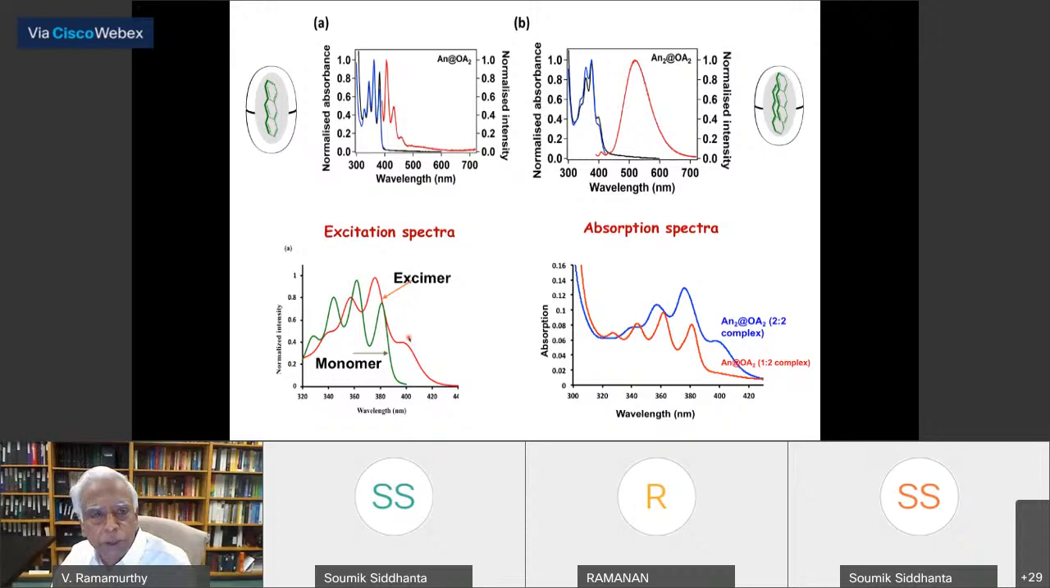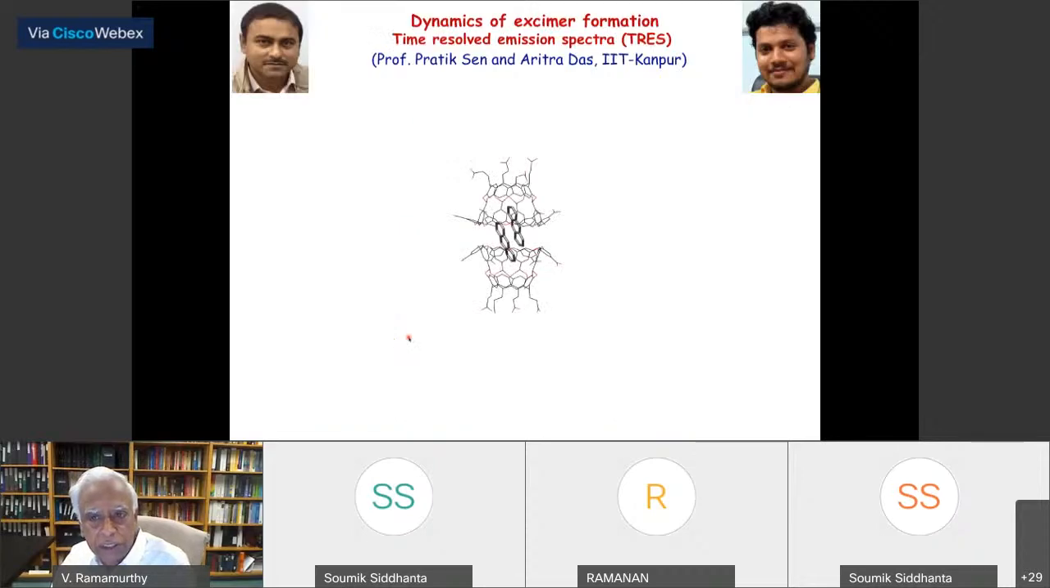This is where Pratik Sen and Aritra Das, you might know these people, they are close to you, they are at IIT Kanpur, and they work on ultrafast spectroscopy. So we did this project together from here on. We decided to look at this a little bit more closely: what is happening upon excitation inside the capsule?